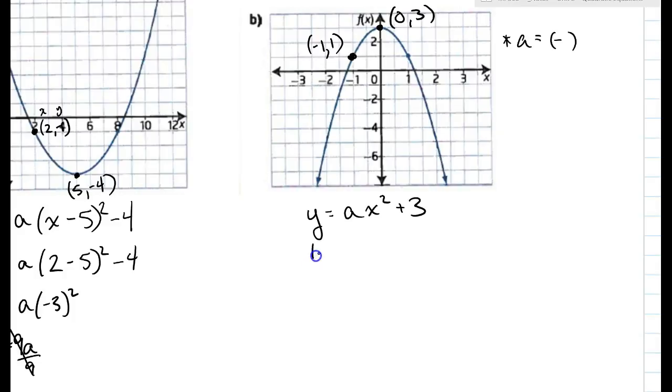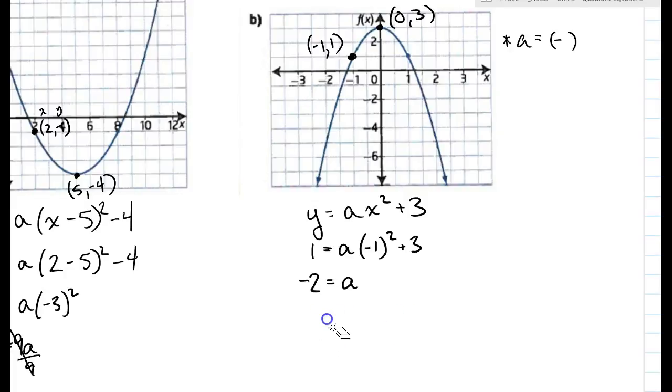So I'm going to plug in my values. 1 equals a times -1 squared plus 3. Move my 3, is -2 and 1a. So a is -2, which means my final equation is going to be -2x squared.